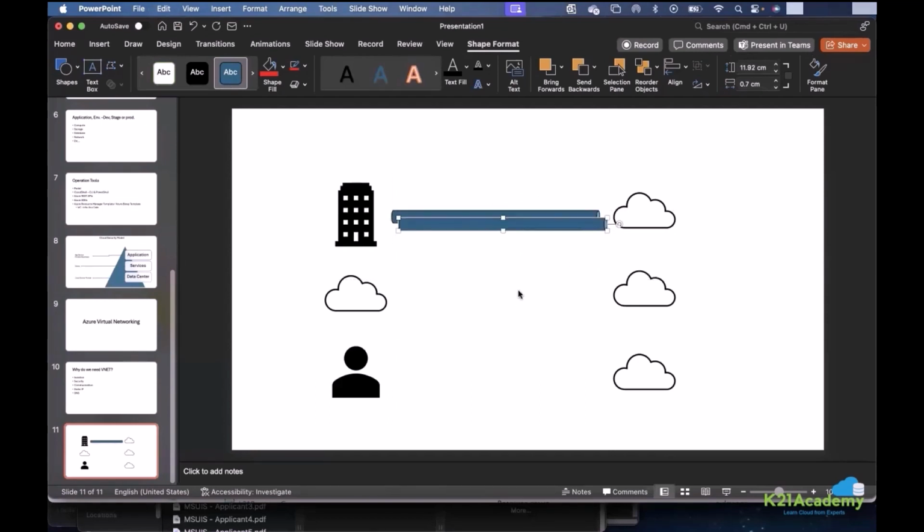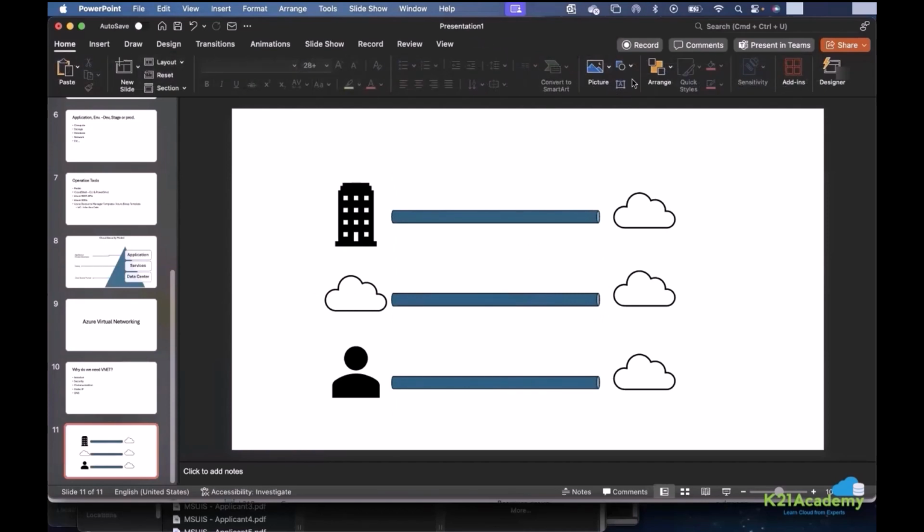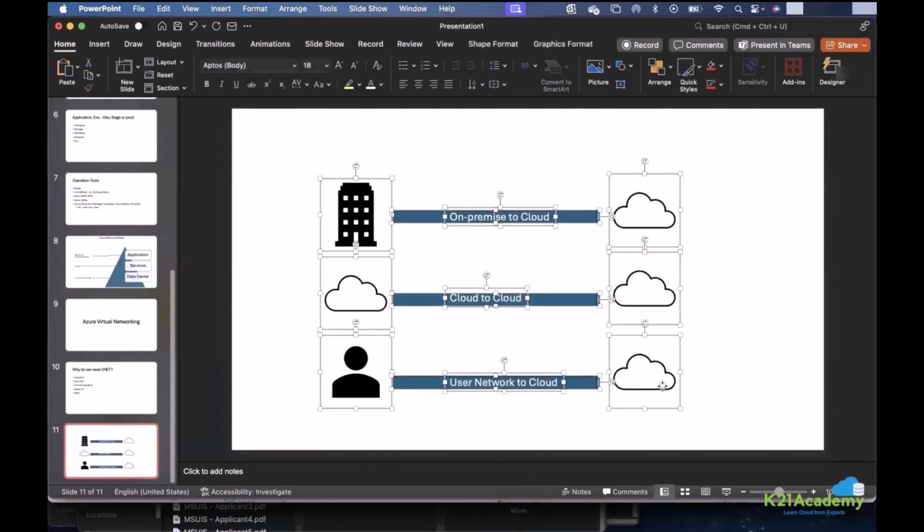Let me put this down. There are three different types of communication we can have. First is on-premise to cloud, right? Then we can have cloud to cloud, so this can be a multi-cloud scenario. And last but not least, user network to cloud. So we need to identify what sort of communication we are looking at.